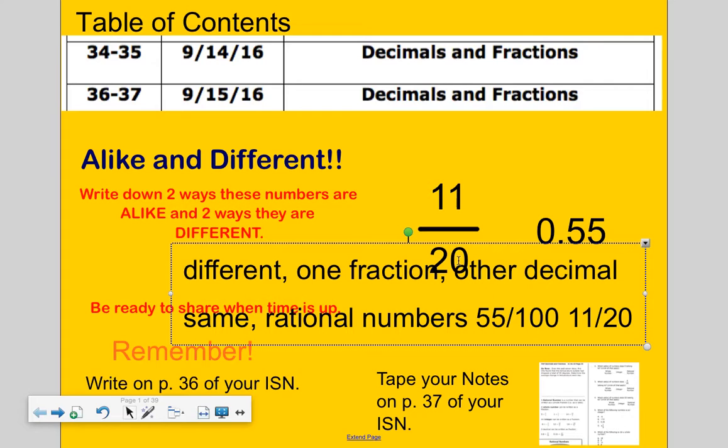Another way to do it is, remember, out of 100: if I multiply 11/20 top and bottom by 5, I get 55/100, which is 55 hundredths, or 11/20. So they're the same rational number.